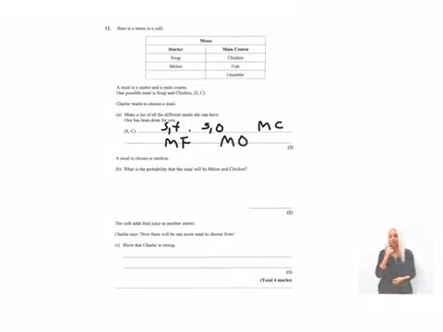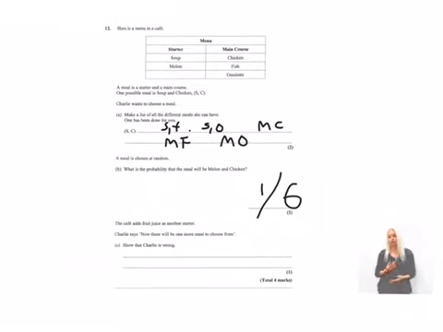Pretty simple to do. A meal is chosen at random. What is the probability the meal will be melon and chicken? So our melon and chicken option is this one here, and there's only one of those out of 6 options. You've got to remember to count this first one as well. So it's 1, 2, 3, 4, 5, 6. 1 out of 6.